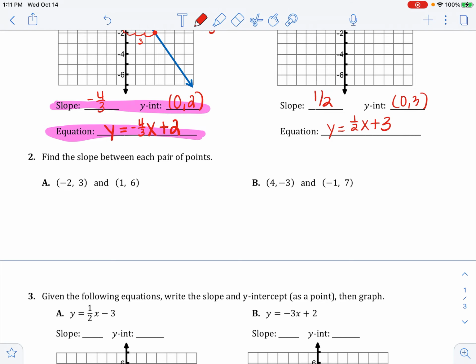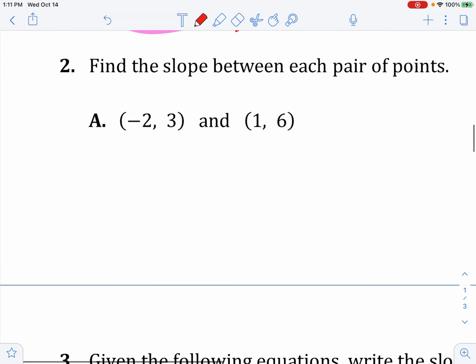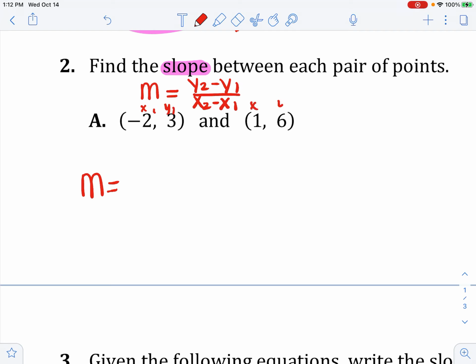Next one. Find the slope between each pair of points. So I'm just finding slope. Remember my slope formula, m equals y2 minus y1 over x2 minus x1. Change in y's over change in x's. So I'm going to do m equals, if you need to label this x1, y1, x2, y2, you can. If you don't need to do it, you don't have to.